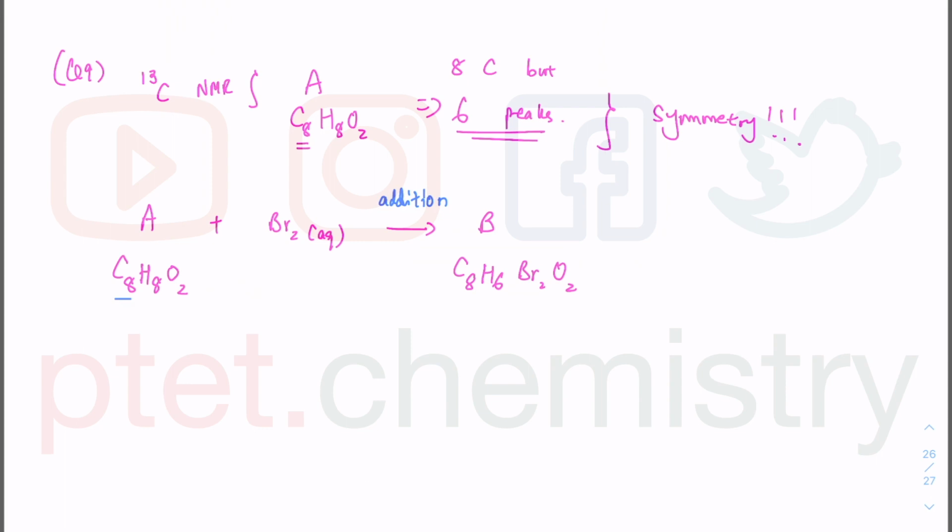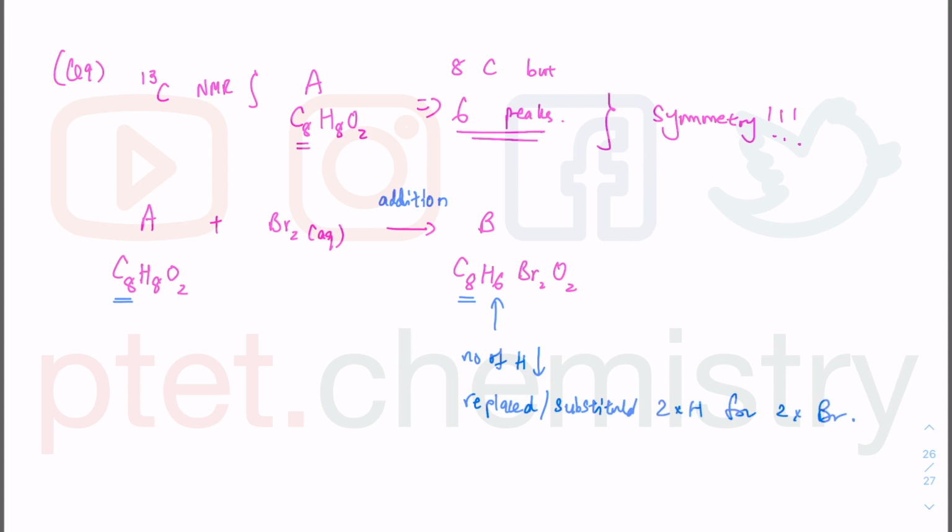The number of carbon remains the same. The number of hydrogen has decreased actually. Wonder why. The number of hydrogen has decreased. The number of oxygen is the same. The number of hydrogen decreases. So you have replaced or you have substituted 2 hydrogens for 2 bromines.